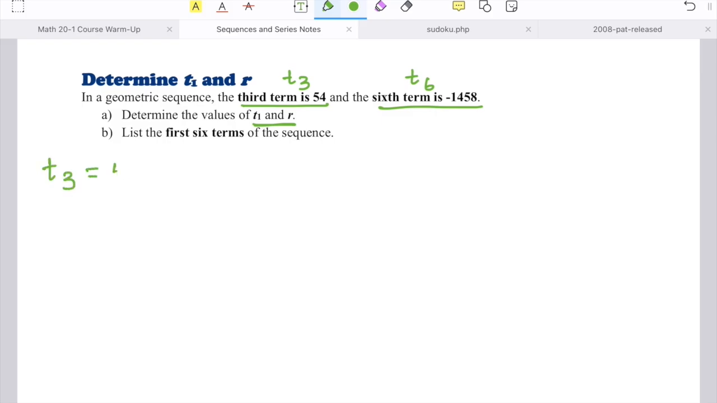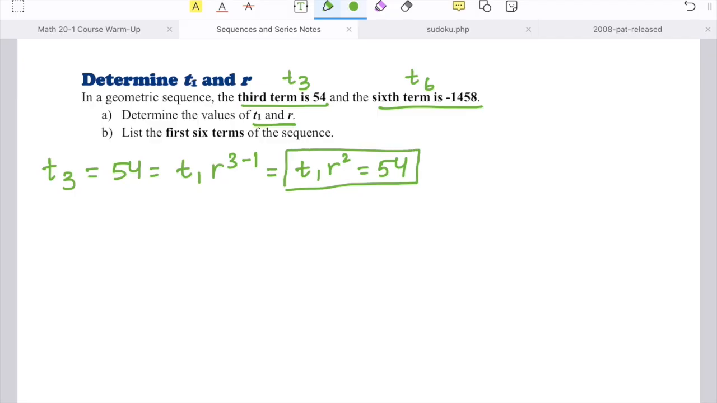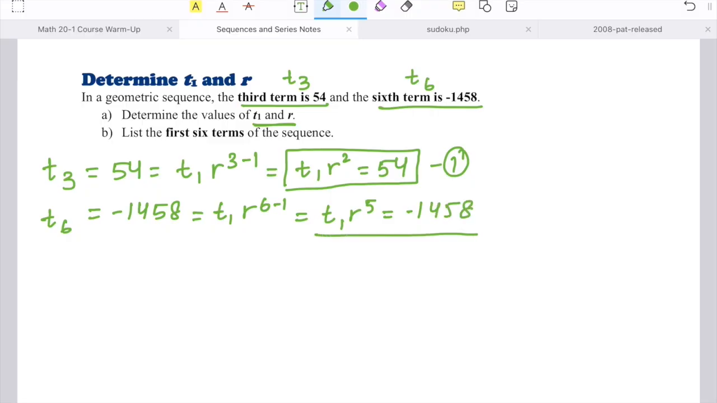T3 is given to you as 54, which means if we use the general formula, it's going to be T1 times r to the power of 3 minus 1, which is T1 r squared. So that's equal to 54. Okay, that's my first equation. T6 is going to be negative 1458, which is T1 r to the power of 6 minus 1, which is T1 r to the power of 5, equal to negative 1458. Okay, so that's my second equation.